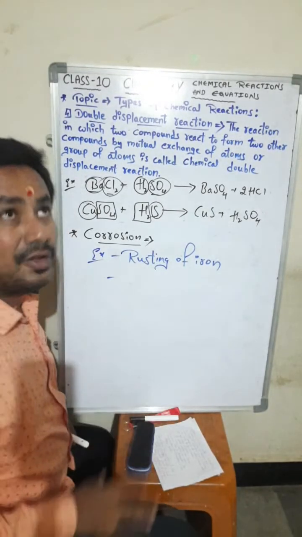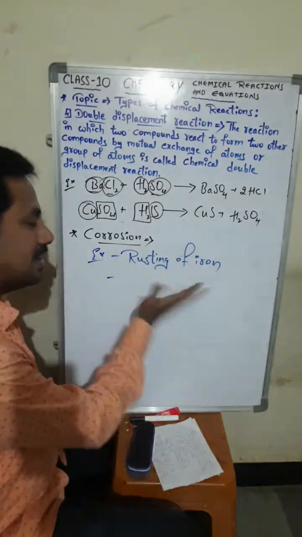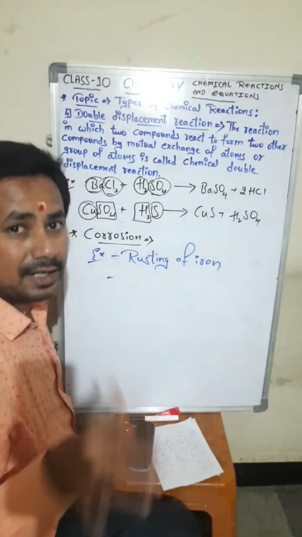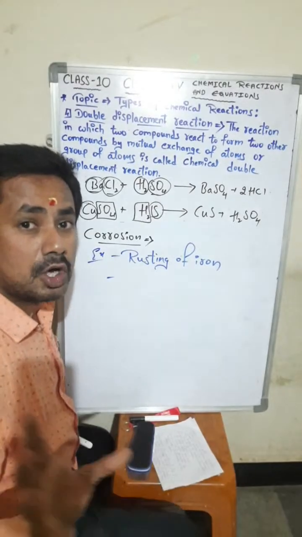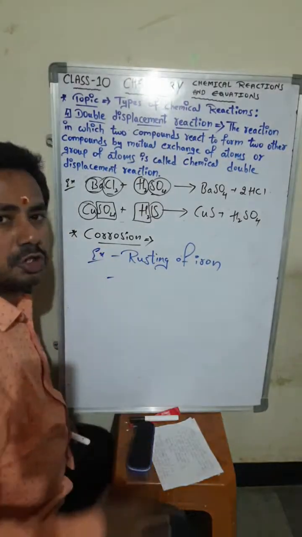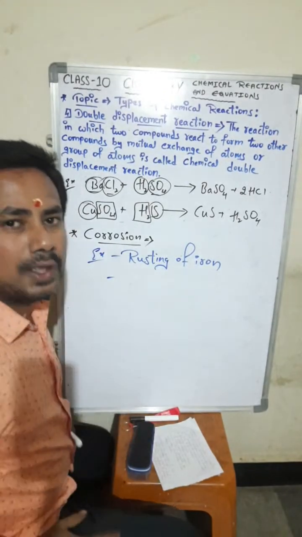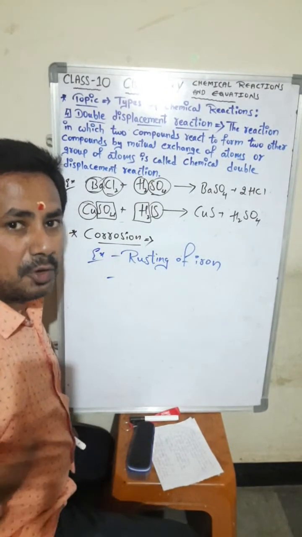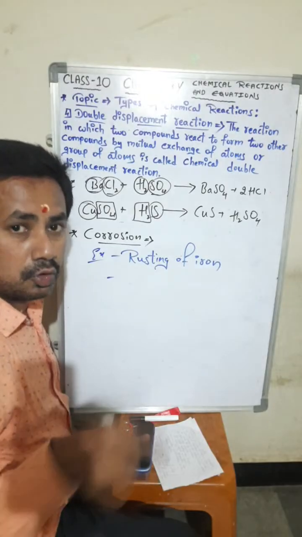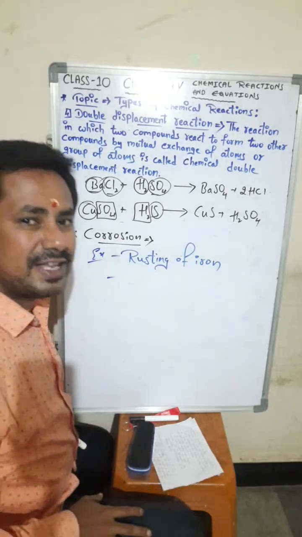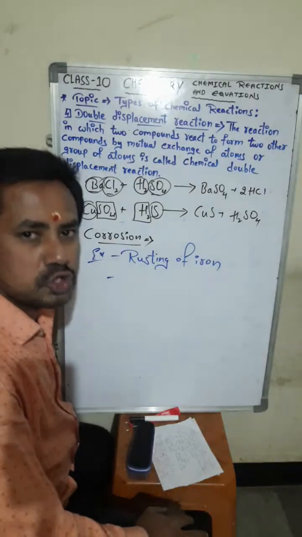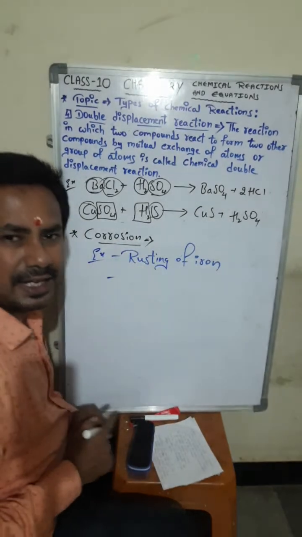And that iron we are using, and that if iron is rusted, so much iron is wasting nowadays because of this corrosion. Big ships continuously they are wandering in the water. Ships are made up of metals, iron, so so much iron is wasting nowadays because of this corrosion. Only one example is the rusting of iron.